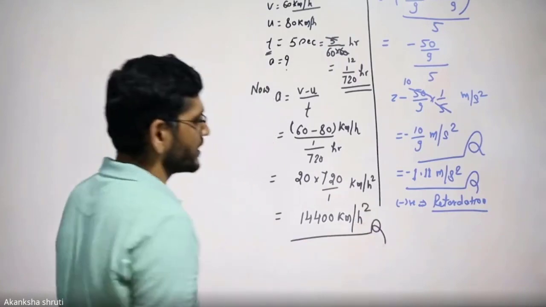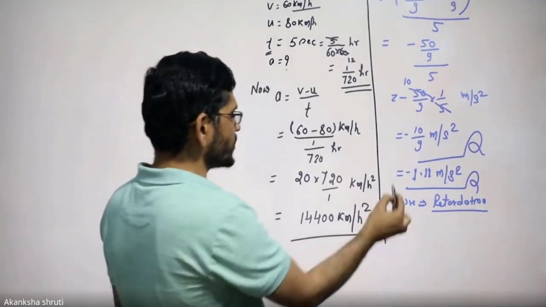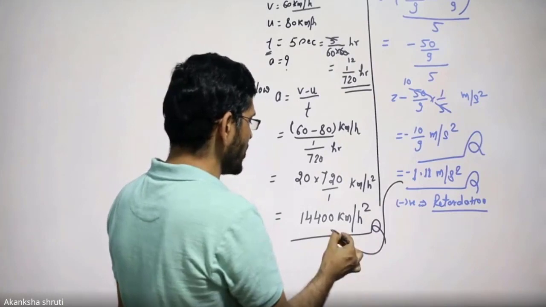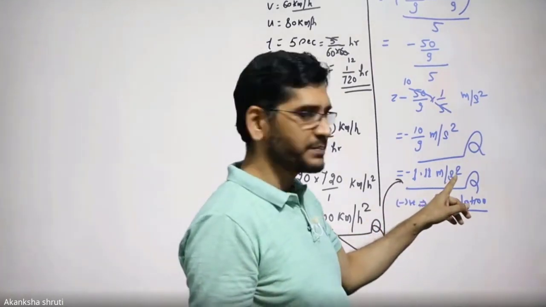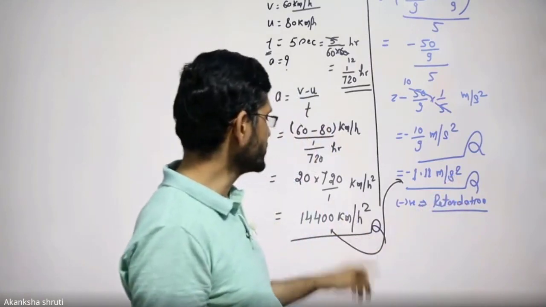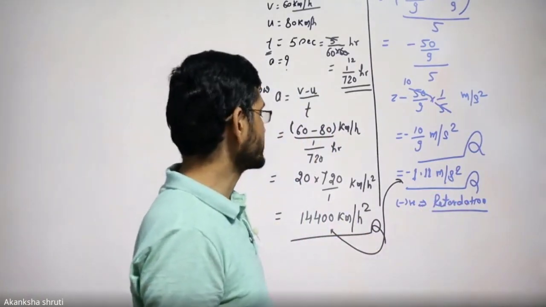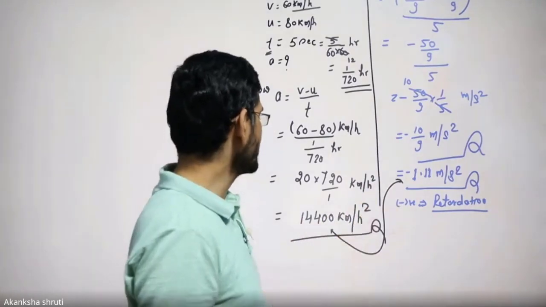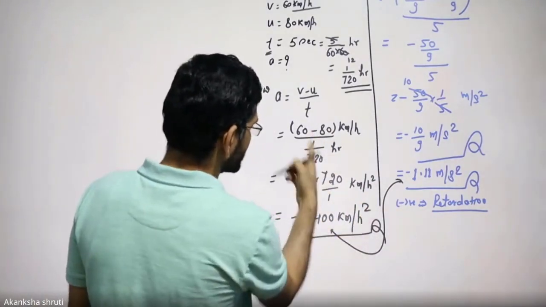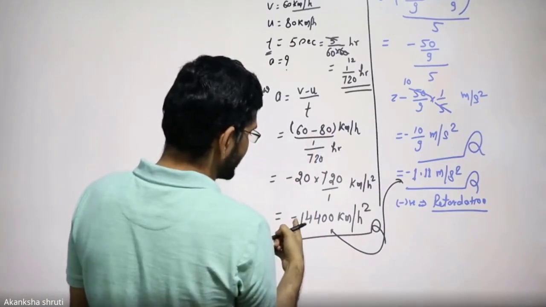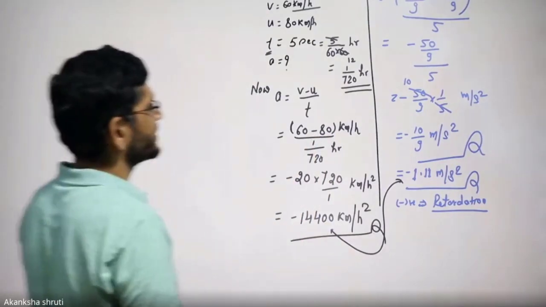This is the answer. Keep in mind, these two are the same thing. These two are not different. But here the unit is meter per second square, and here the unit is kilometer per hour square. That's why this numerical value is different. But here the negative sign we still have to carry. Okay now students? So the negative sign indicates it is the retardation.